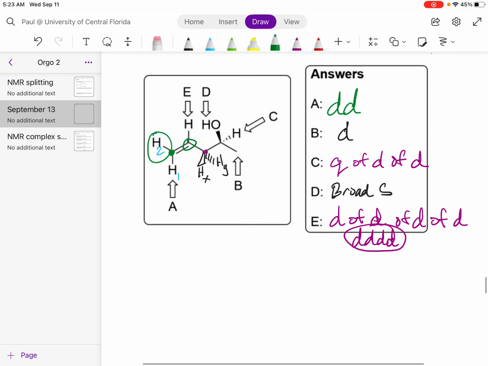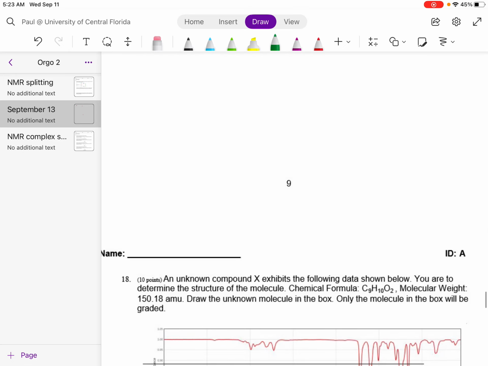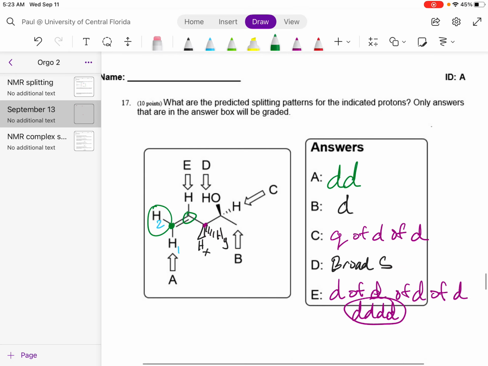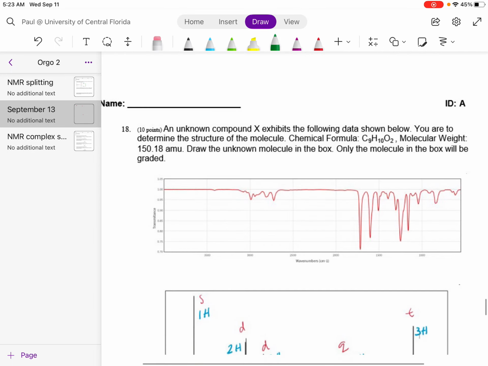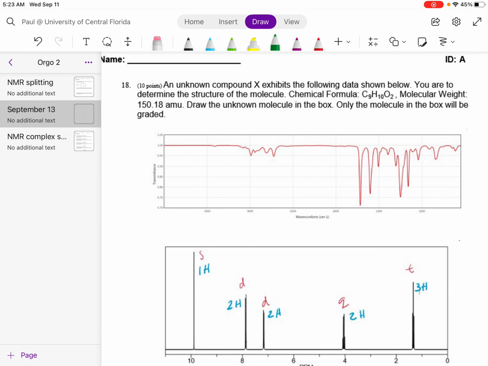Okay. Let's see here. Hey, number 18. One of these figure-it-out type things.